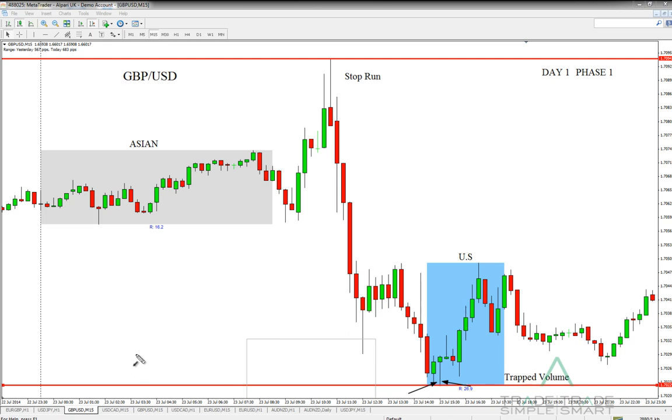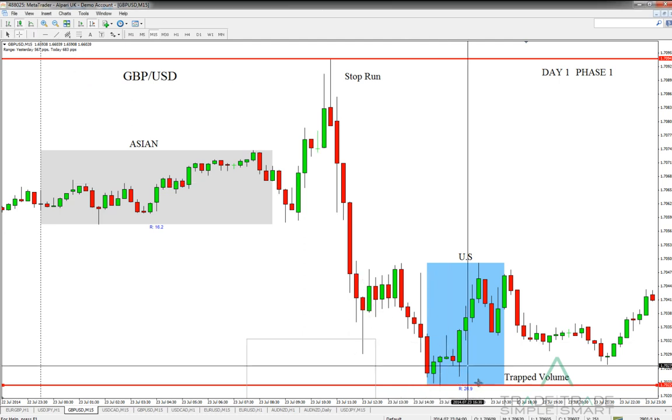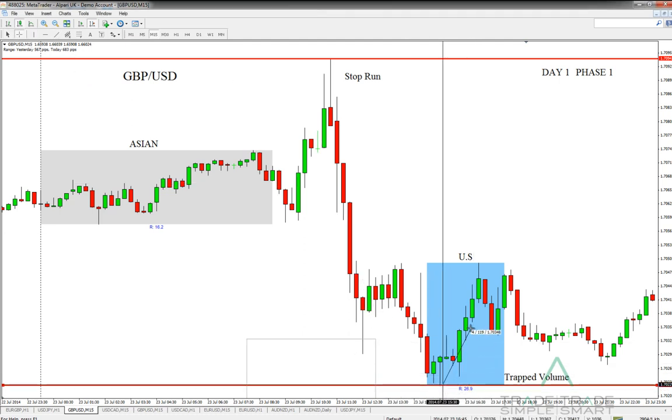Okay, so if you can imagine you're a retail trader and you've seen the market come all the way down, and then you decide to sell into a time where smart money are going to be liquidating the majority of their position, and you sell in and around this bar, the reversal during the US session is 26 pips.